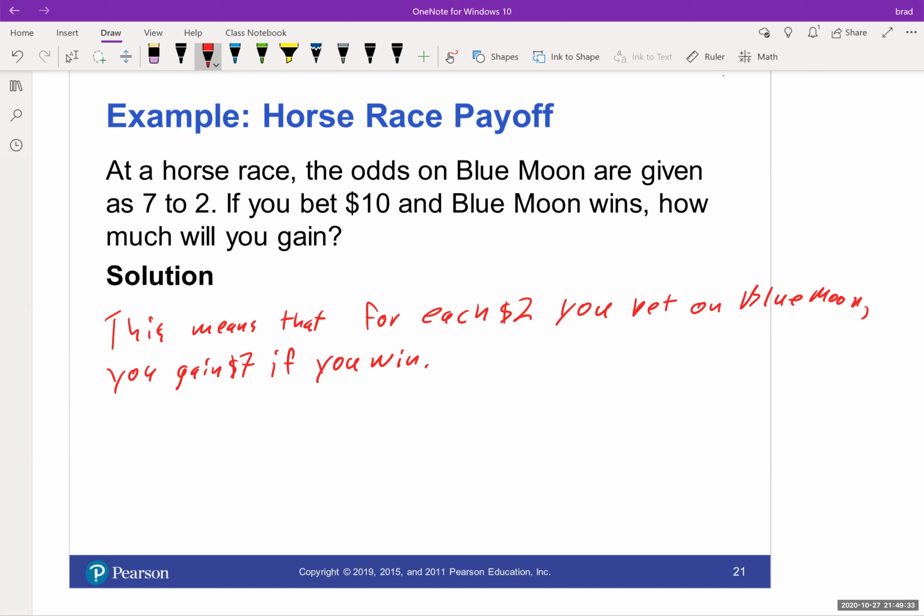All right. So if you bet $10 and Blue Moon wins, how much money will you gain? Well, let's see here. How many twos can we fit into $10? So we do 10 divided by 2 and we get 5. So that means that there's 5 $2 in 10. So we're going to multiply 5 times 7, right? Because they said we gain $7. So we would get $35.